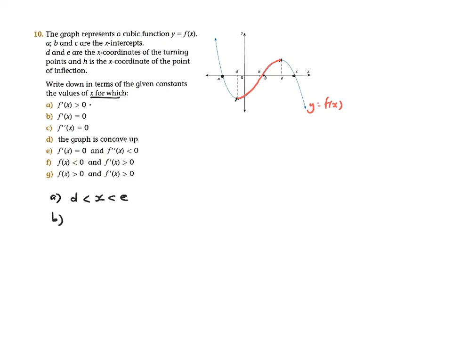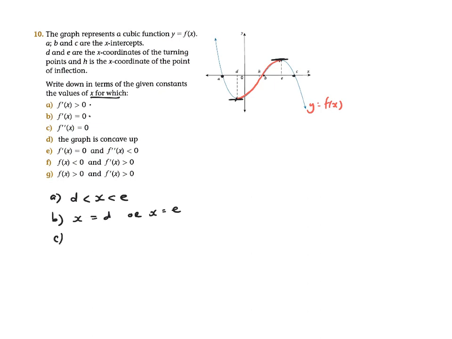So question B then, for which values of x will f prime x be equal to 0? What would that mean? That means where's the slope of this 0? It's the x values of the turning points they're referring to. So therefore that will be at x is equal to d or at x is equal to e.